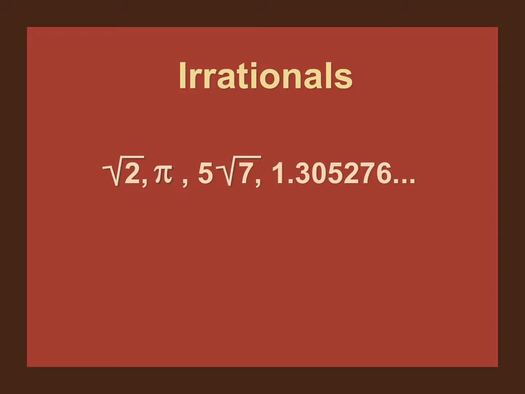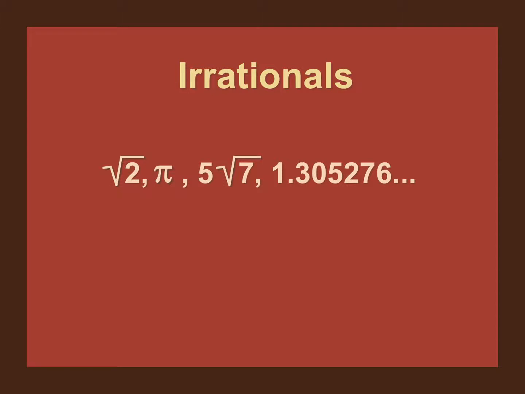So here are some examples of irrationals. We have the square root of 2, we have pi, we have 5 square root of 7, and we have 1.305, and the dots at the end mean it's an ellipsis, which means that it goes on forever and ever, but nothing is ever repeated. We have no pattern here. So these types of numbers where you have a radical that is not a perfect square, or you have an example such as pi, or this number here where our decimal never repeats, then that's an irrational.